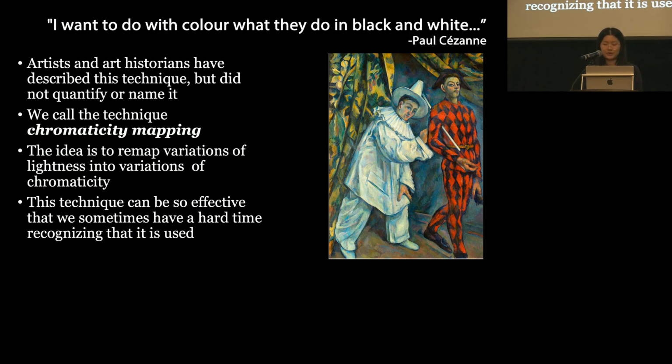For example, Paul Cézanne explained of his work, "I want to do with color what they do in black and white." This can be seen in his famous painting, Mardi Gras, where the folds and the fabric details of a white outfit are depicted through subtle variations of chromaticity rather than lightness. We call this technique chromaticity mapping. The idea is to remap variations of lightness into variations of chromaticity. This technique can be so effective that we sometimes have a hard time recognizing that it's used, as we explored in our perceptual study described in our paper.